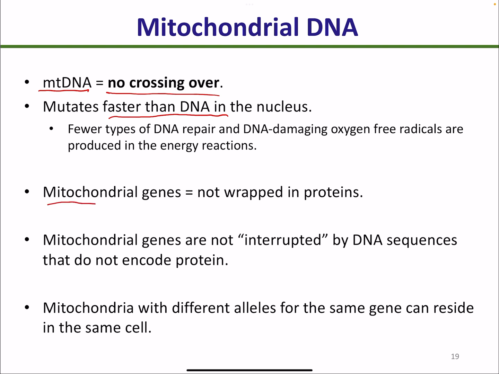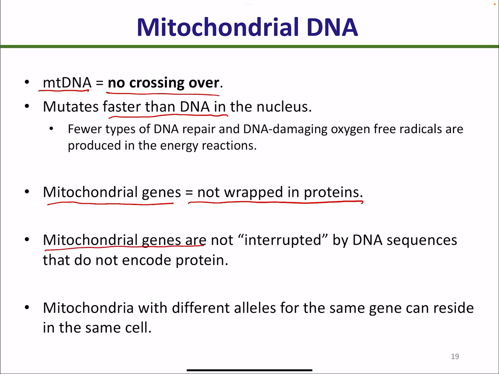So mitochondrial genes are not wrapped with protein. We saw that in the nucleus, DNA is combined with proteins called histones, and together they form a compact structure that is going to protect DNA. But here, the mitochondrial genome does not have histones. Therefore, it's going to be much more vulnerable to attack from environmental factors.